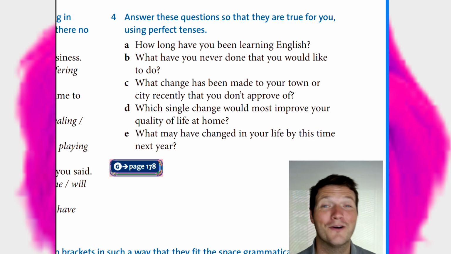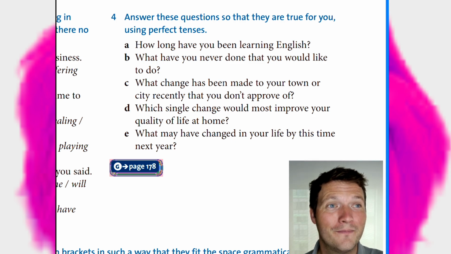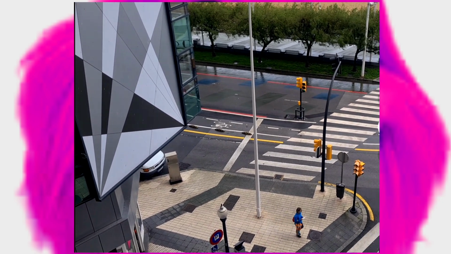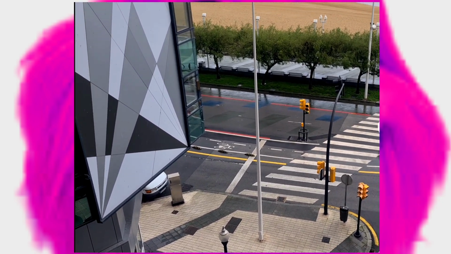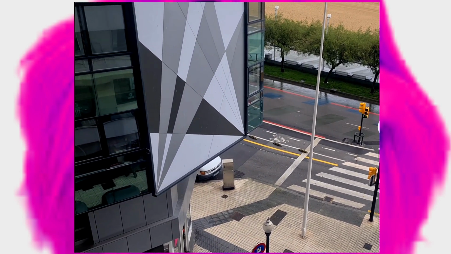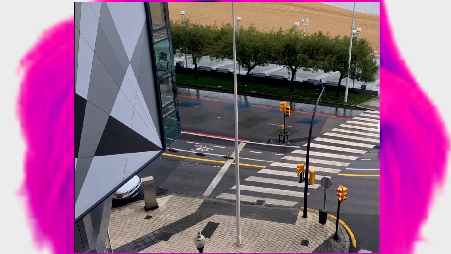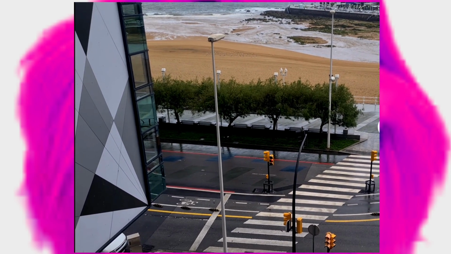Anyway, C. What change has been made to your town or city recently that you don't approve of. I'm going to show you. Just look at this monstrosity. Look at that far lane of the road covered in God knows what, like different coloured squares, red lines, a cycle track. It's just an absolute mess.